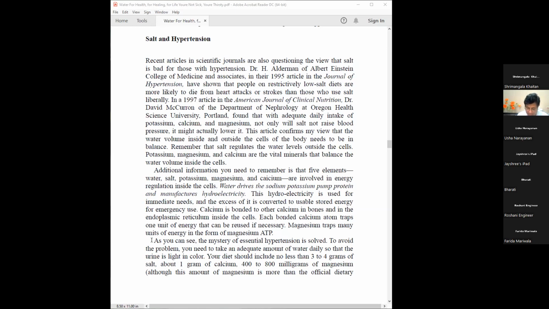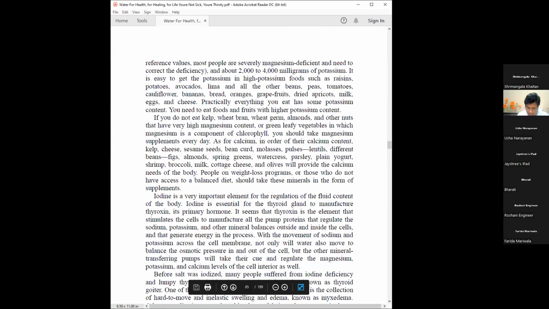As you can see, the mystery of essential hypertension is solved. To avoid the problem, you need to take an adequate amount of water daily so that the urine is light in color. Your diet should include no less than 3 to 4 grams of salt, about 1 gram of calcium, 400 to 800 milligrams of magnesium. Although this amount of magnesium is more than the official dietary reference values, most people are severely magnesium deficient and need to correct the deficiency, and about 2000 to 4000 milligrams of potassium.